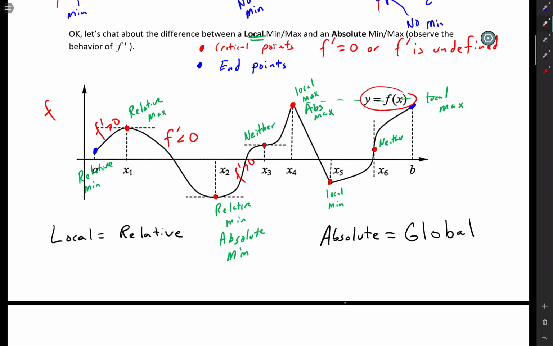Between x3 and x4, f prime is greater than 0. Between x4 and x5, f prime is less than 0. Between x5 and x6, greater. Between x6 and b, greater. Okay, so put all that down, and we're gonna make an observation.